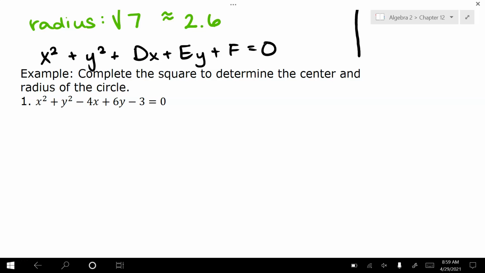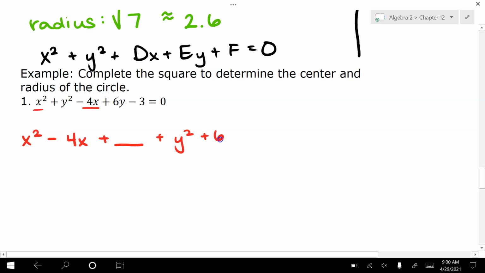The first thing that you're going to want to do is take the equation that they give you and rearrange it a little bit. So put your x's together and put your y's together. So I see x squared and negative 4x. So I'm going to write those together. And then right next to the negative 4x, I'm going to do plus, and I'm going to draw my first blank. Now I'm going to do the same thing with my y's. So right after that, I'm going to put my y squared and my 6y together, and I'm going to draw in a second blank.